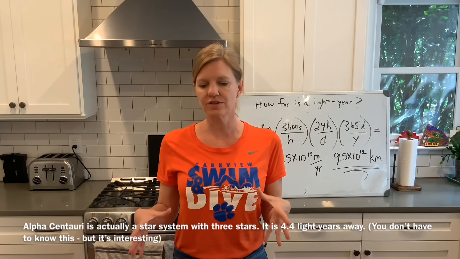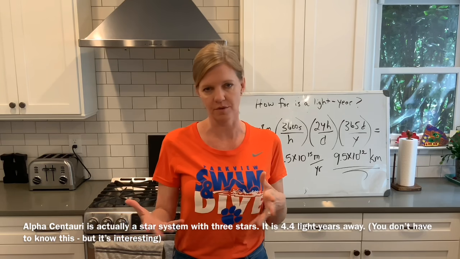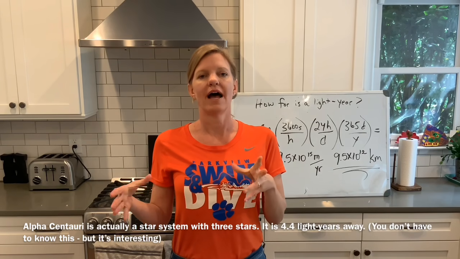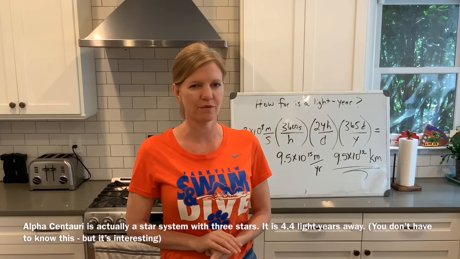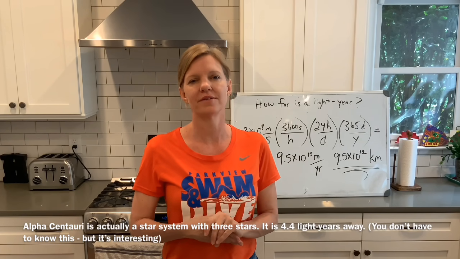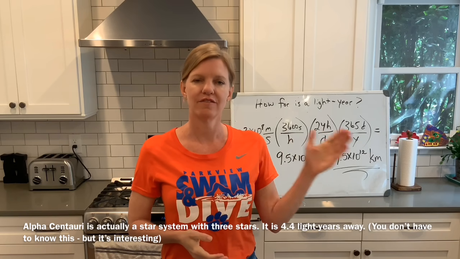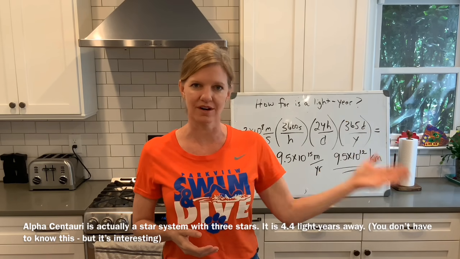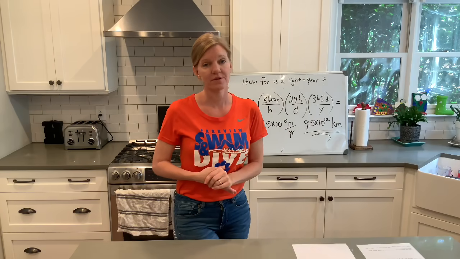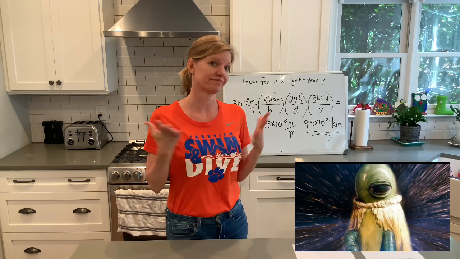So outside our solar system, which is our sun, of course is the closest star, but outside of that, the closest star is called Alpha Centauri, and it's 4.4 light years away. So it takes 4 years for light to get from that closest star to us. So it's pretty impressive distances, I think.